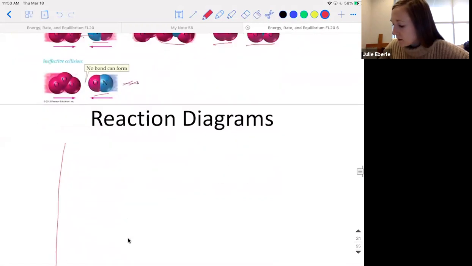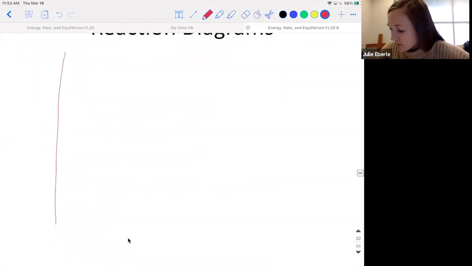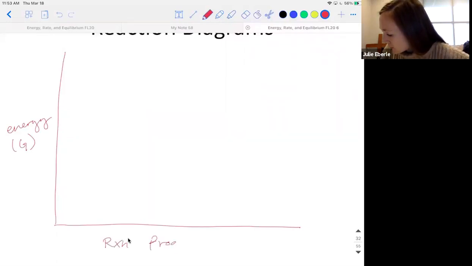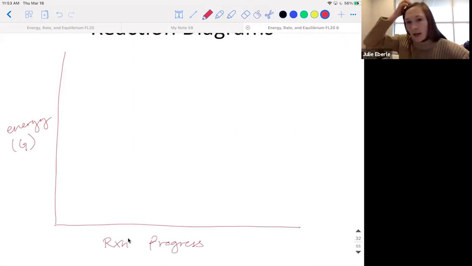Good deal. Okay, so we got energy. I'm just going to write energy. This is talking about Gibbs free energy though, so I'm going to put G for Gibbs free energy. And then we're going to label this reaction progress on the x-axis. So we got energy on the y-axis and then the progress of the reaction on the x-axis.